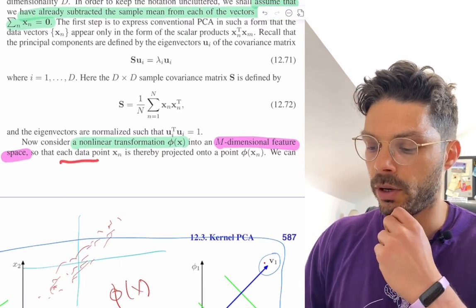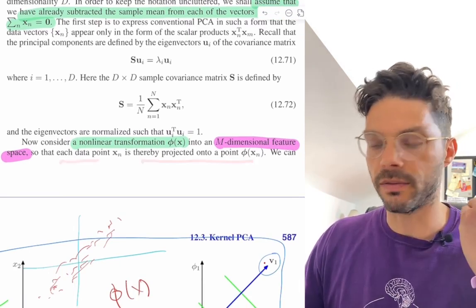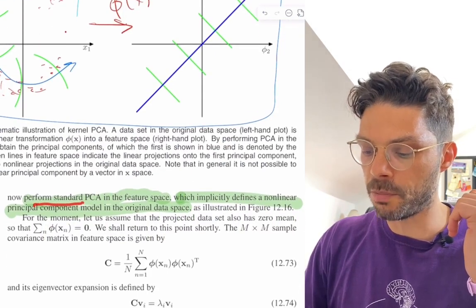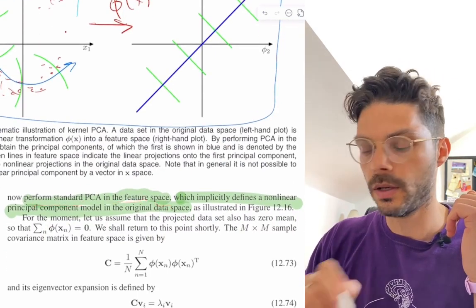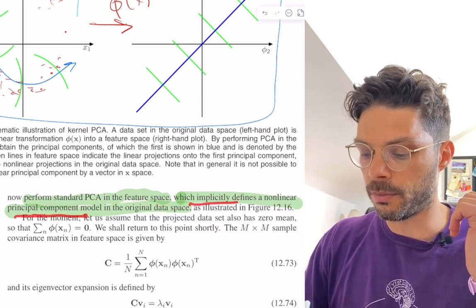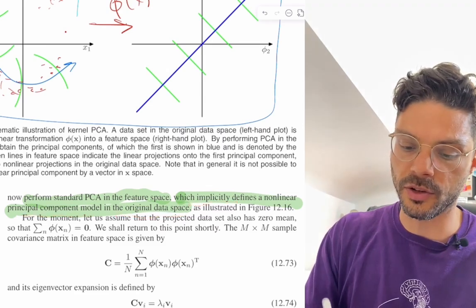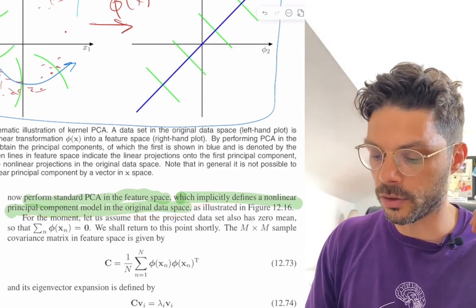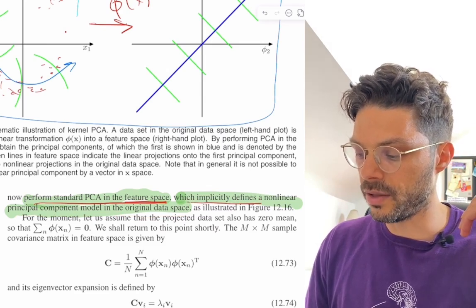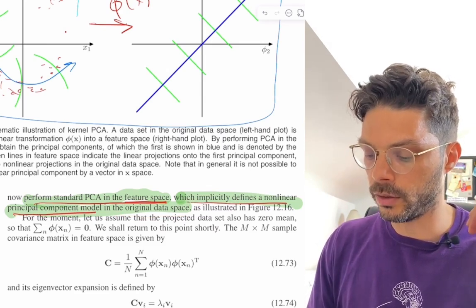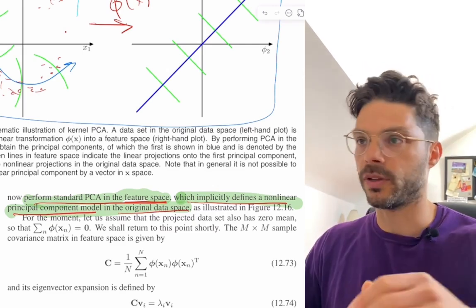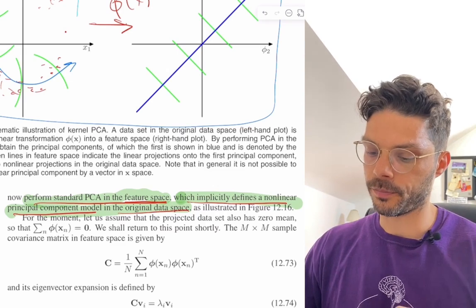Okay, so each data point is thereby projected into a point phi of x of n. We can now perform standard PCA in the feature space, which implicitly defines a nonlinear principal component model in the original data space. So this is essentially the main idea of this section. That's what all of this is about, and we just talked about it in this figure.